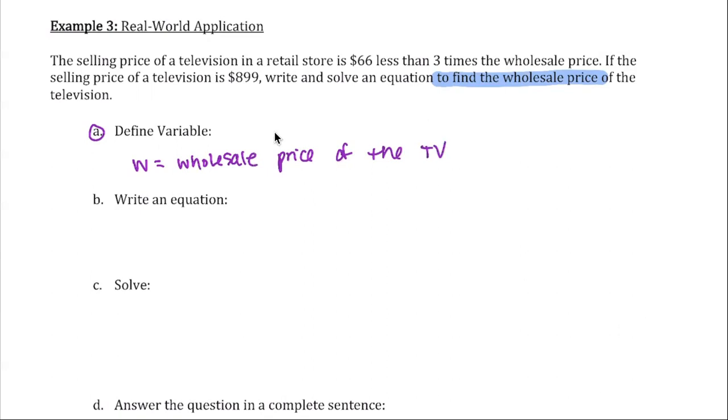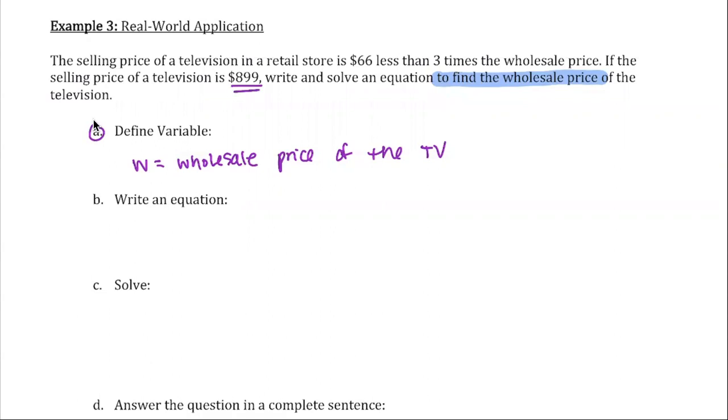Now we have to come to the second part, which is actually writing the equation for this. So if we're going to write our equation, let's read that first sentence. The selling price of a television in a retail store is 66 less than 3 times the wholesale price if the selling price of the television is $899.